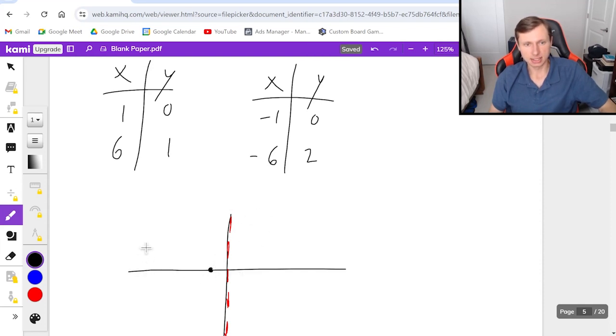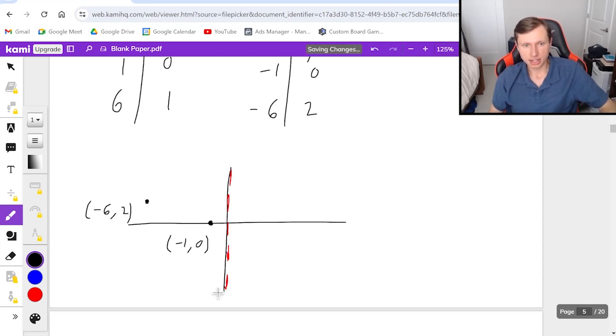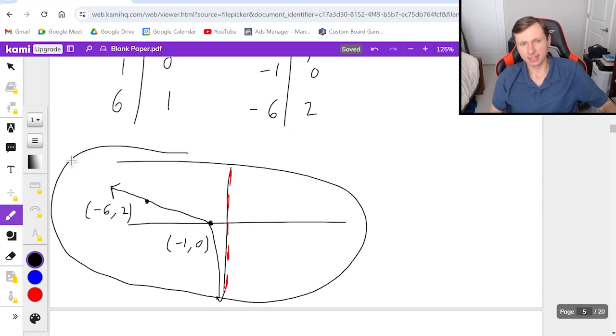Maybe that's somewhere over here. So negative 1, 0, and negative 6, 2. And then just to plot this, again, following the asymptote, we're going to have a graph that looks like this. And there we go. That's all the examples I wanted to look at today.